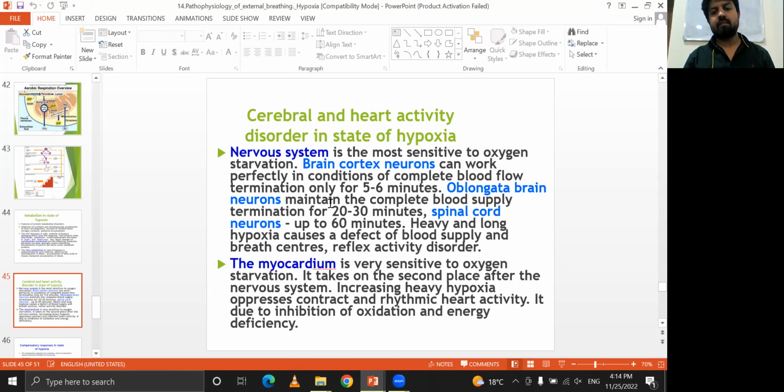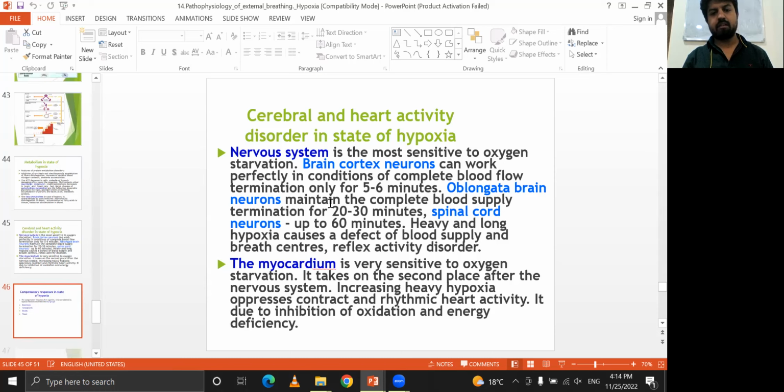So the myocardium is very sensitive. Myocardium means the muscle of the heart. It's very sensitive to oxygen starvation. It takes second place after the nervous system. In heavy hypoxia, it oppresses the contraction and rhythmic heart activity. It is due to the inhibition of the oxidation and the energy deficiency.